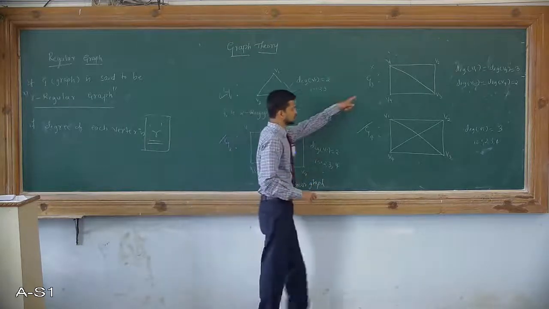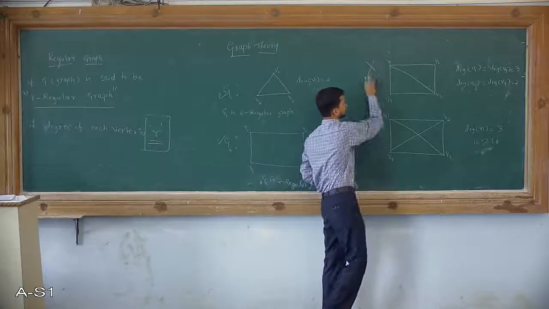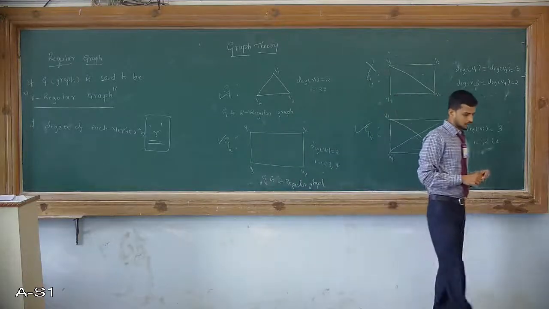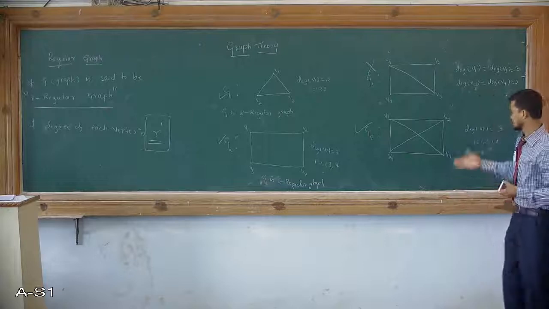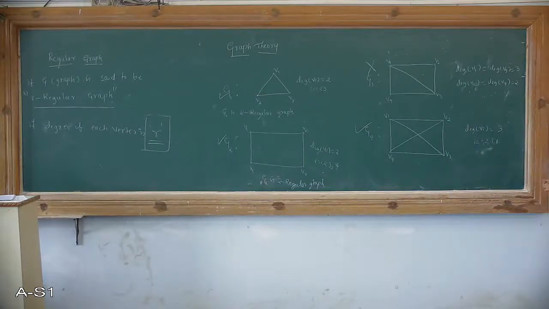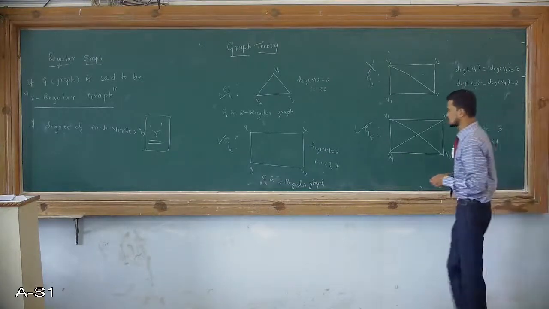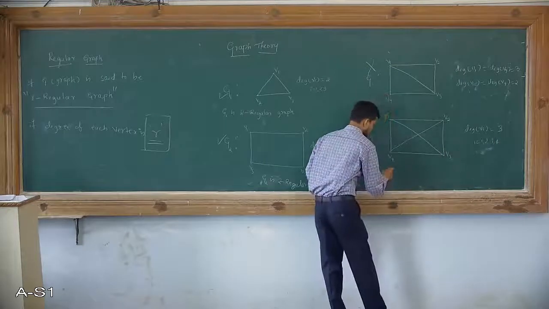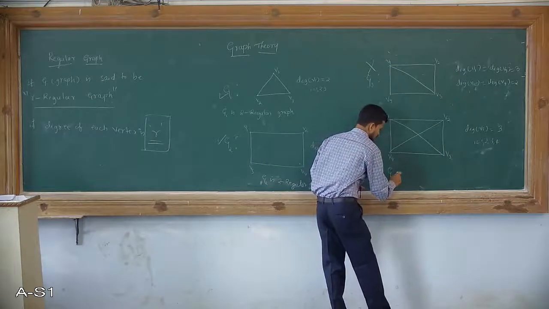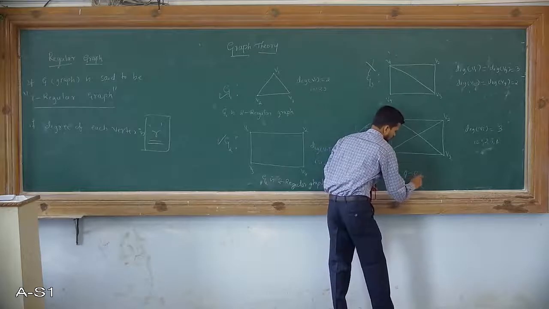Here in G3, it is not a regular graph because the degree of each vertex is not the same. Coming back to the last graph, that is G4, here degree of each vertex is 3, so therefore G4 is a 3 regular graph.